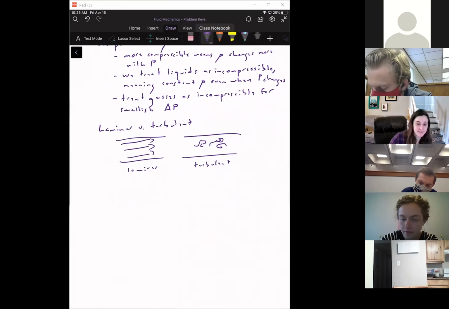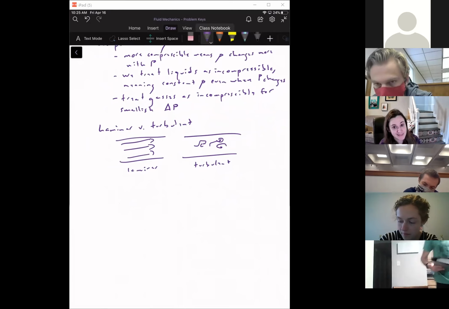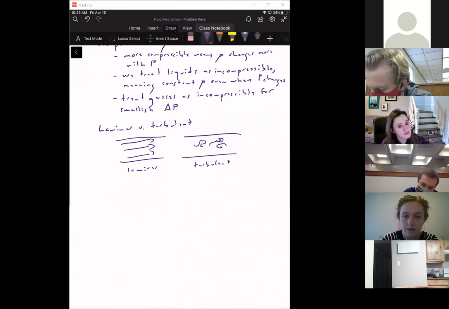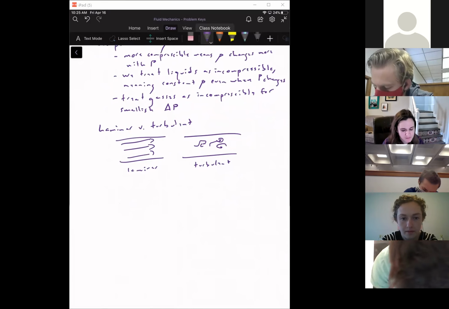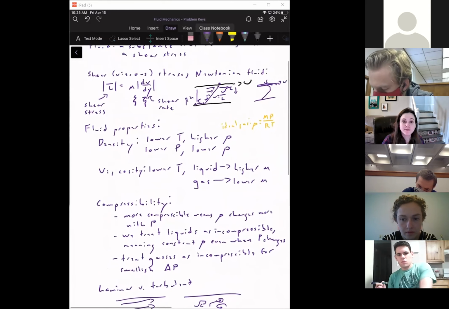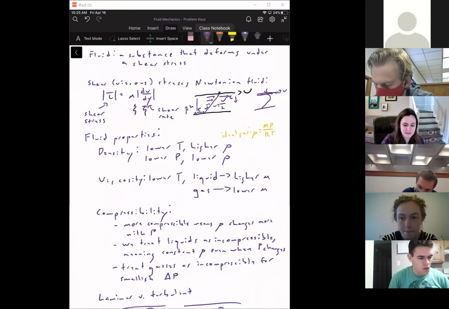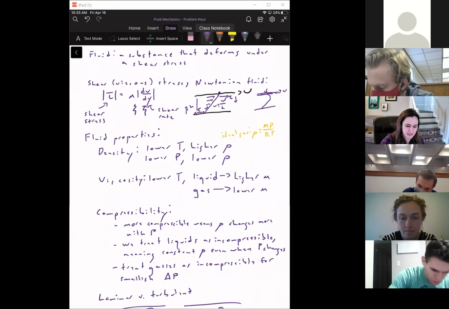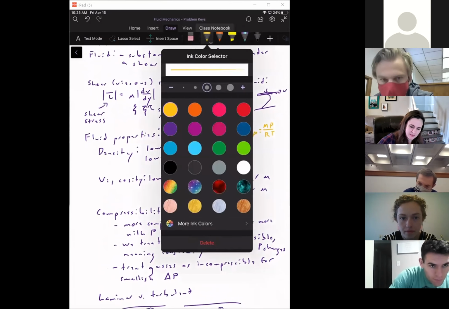And what kinds of flows are more likely to be laminar? That would be a lower Reynolds number. So if you have a smaller diameter, or a higher viscosity, things like that would make it more likely to be laminar. Or slower.